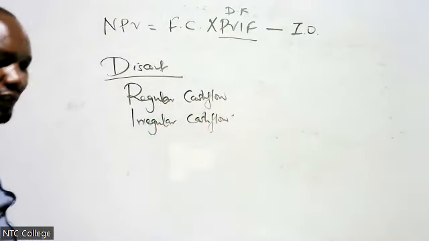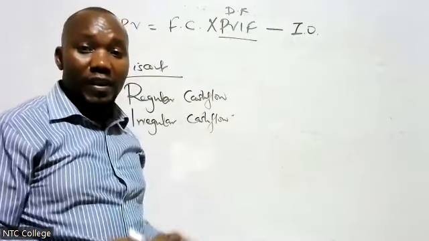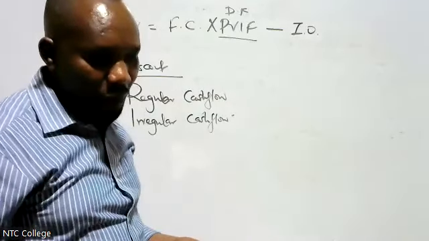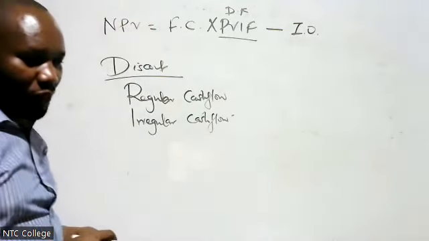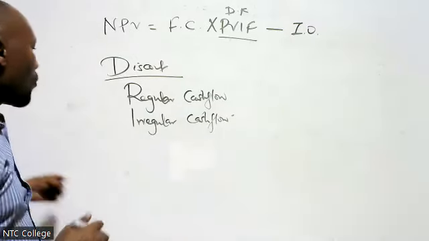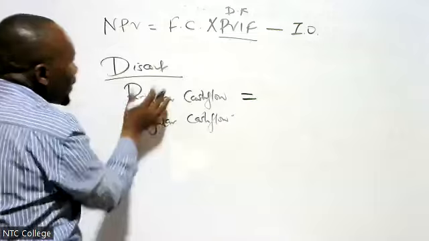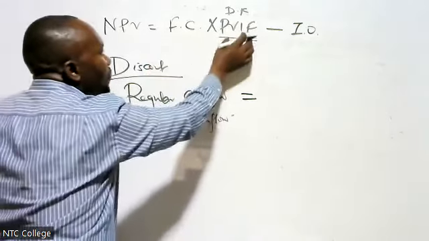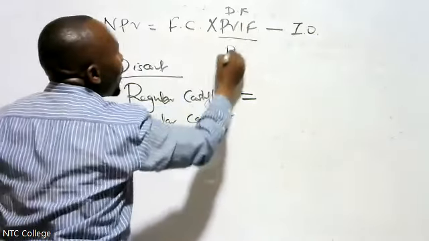Regular cash flows are the same every time, every year, they are the same amount of money that is coming in. So we have a formula for that. And then we have a formula for irregular cash flow. So for regular cash flow, we normally have the formula which we can use. When you realize that cash flow here is regular, the discounting factor, which we call the present value interest factor, is now called PVFA.